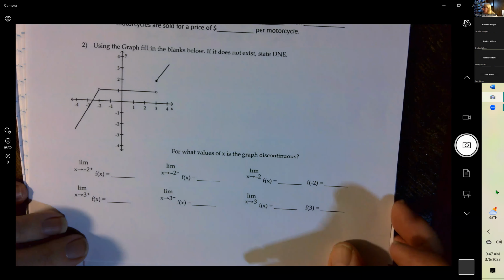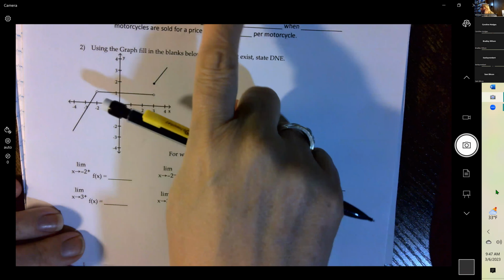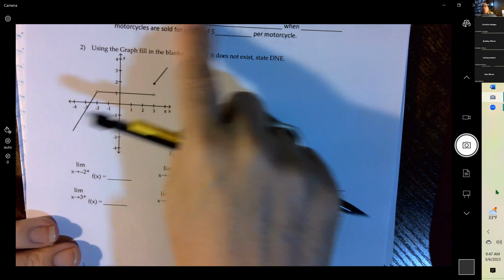I guess we could look at this one too, because it helps. Yeah, we got time. And then we'll do this one on Wednesday. This is on the take home.